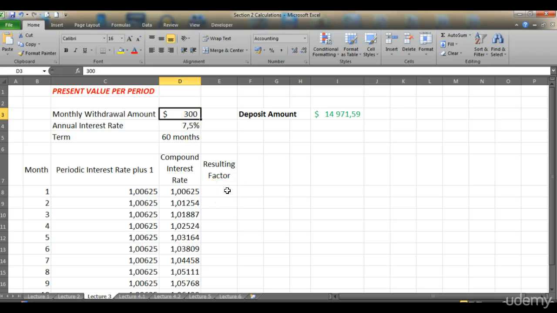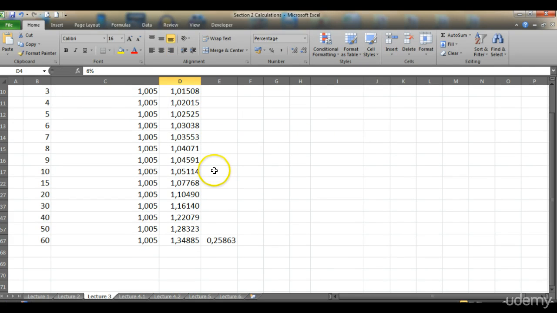So in this spreadsheet and these calculations, each variable can be changed. If you want to withdraw, for example, 500, we will receive the amount, almost $25,000. Also, we can change the interest rate. So everything is flexible here. And this is the calculation.